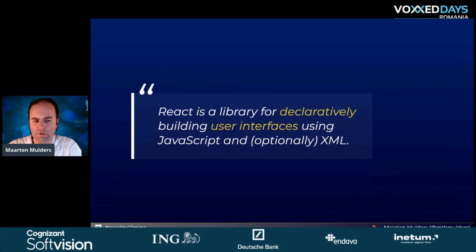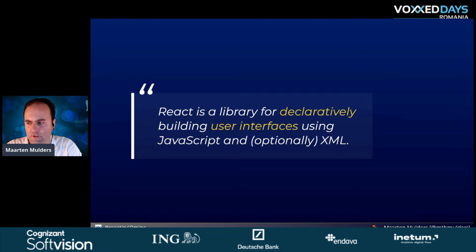So what is React actually? React is a library that you can use to declaratively build a user interface using JavaScript and, if you wish, XML. So let's focus on the two highlighted words here. Declaratively, that means React lets you focus on what you want to have rather than how it needs to be built. And we will see in the coming 40 minutes what that means in practice.